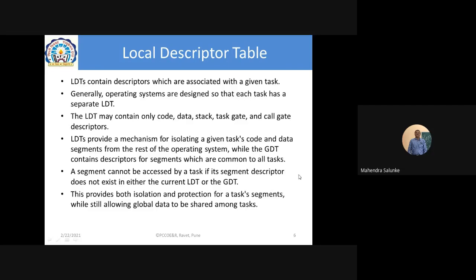All right. So these descriptors are basically used for checking. When we talk about protection, I will talk about which fields of the 80386 are involved in defining or deciding the protection or the privilege level required for accessing particular data. Here, the LDTs, as I told you, are the tables which hold the descriptors associated with the given task.